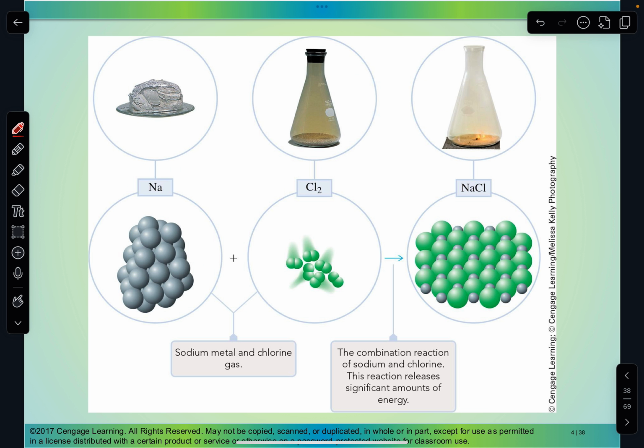And so this is what this looks like on an actual scale. Sodium is this really soft metal. It's kind of the consistency of butter. And then chlorine is going to be just a gas. It's a green gas. And when you combine them together, you end up getting NaCl. And it will react very violently to make NaCl.